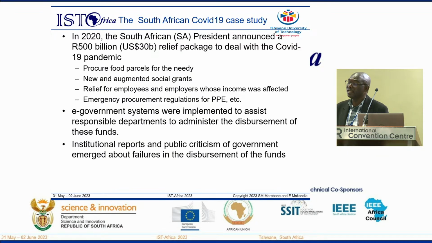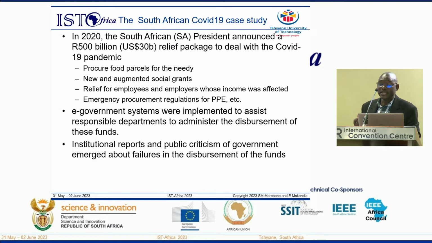As I mentioned earlier, in 2020, we had COVID-19. And as part of mitigation, the government sat down and realized that there's a need for a social relief package. And the president announced a package of about 500 billion USD, 500 billion rands, to deal with COVID-19.